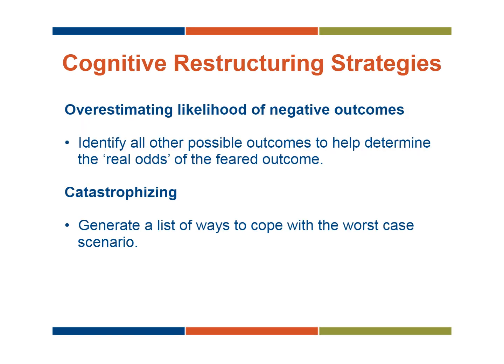So let me review a couple of quick strategies for doing this kind of cognitive restructuring for two of the most common patterns you'll see. The first, again, is overestimating the likelihood that negative things are going to happen. The goal there is for you to help them identify all other possible outcomes, to help determine what the real odds are of the feared outcome as a strategy to help them recraft a more balanced thought. For the catastrophizing patterns that you'll see, your goal is to assist your patient in generating a list of ways to cope with the worst case scenario. So helping them see that there are lots of things they can potentially do to deal with those big fear thoughts.